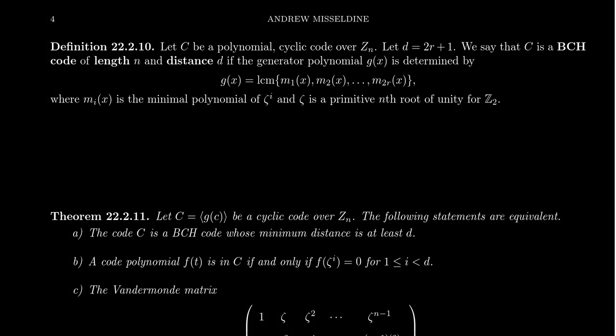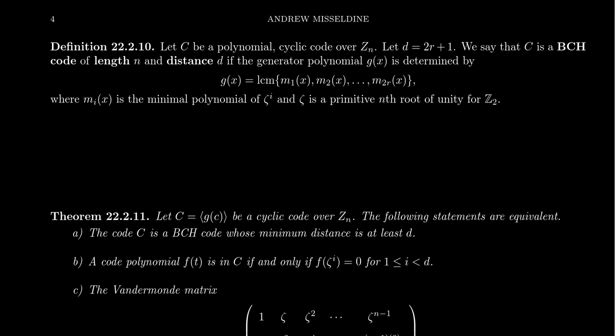We are finally ready to define the titular topic of lecture 32, that of a BCH code. So let's give that definition here. Let C be a polynomial cyclic code over Z_n. We think of a cyclic code, these are going to come from ideals of the group ring Z_2[Z_n]. We do call it a polynomial code because we're thinking of our code words as polynomials inside of this group ring here. And suppose that D is equal to the number 2r plus 1 for some number r here.